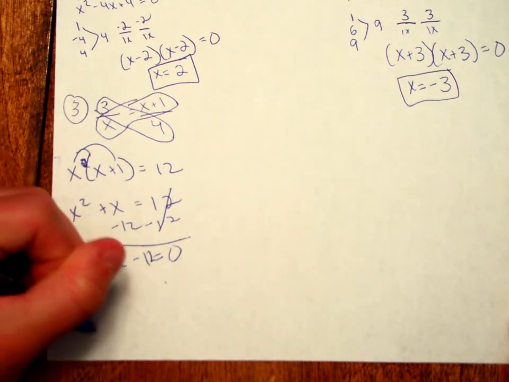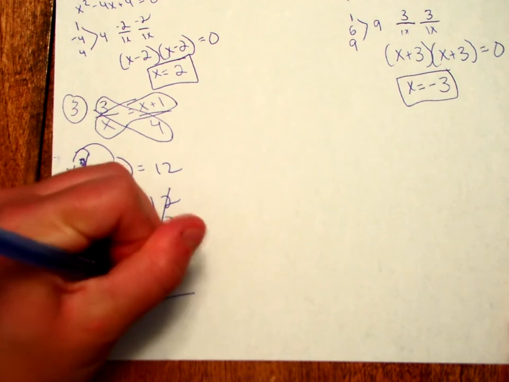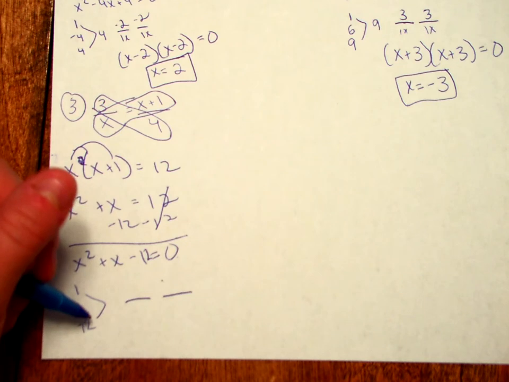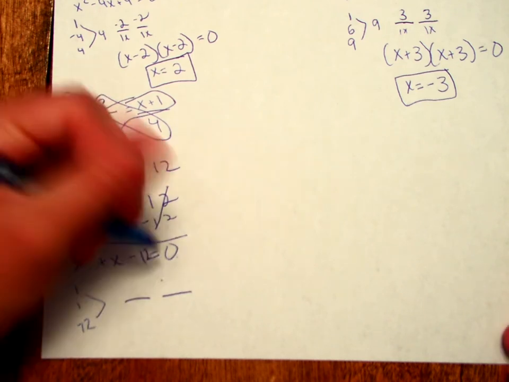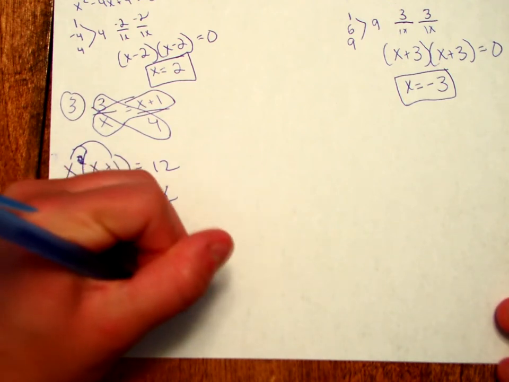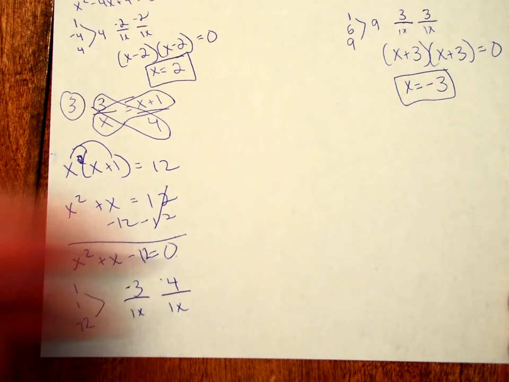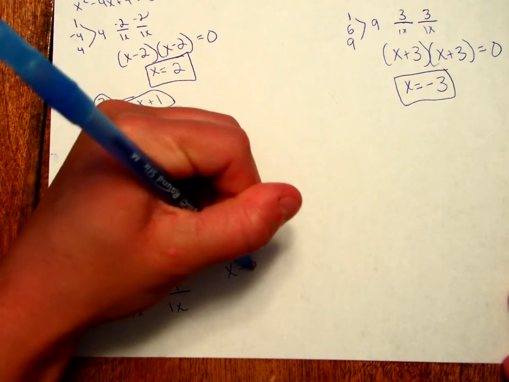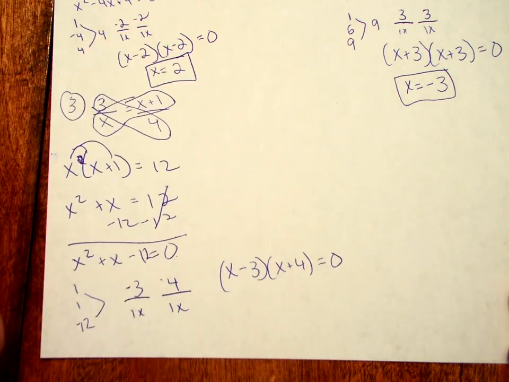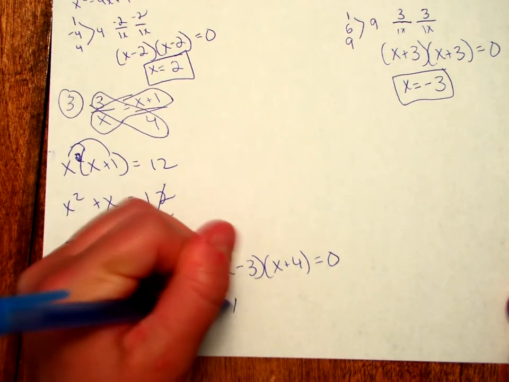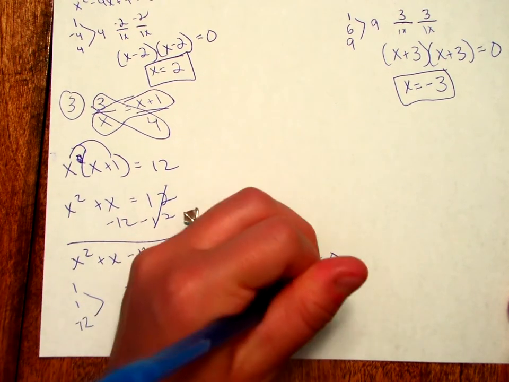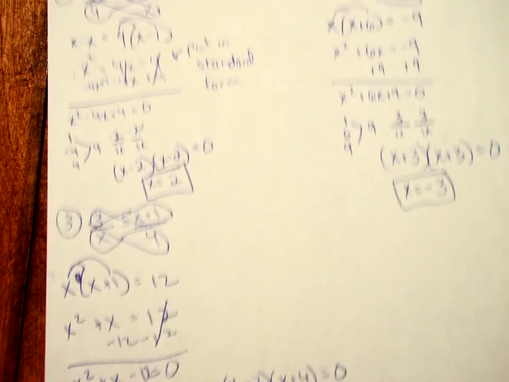1, 1, negative 12. So what two numbers add up to be positive 1, multiply to be negative 12? I believe it is negative 3 and positive 4. Both go under 1x, and you are left with x minus 3, x plus 4 equals 0. So now you have two distinct answers. X equals positive 3, x equals negative 4. And that is 11.2. Good luck.